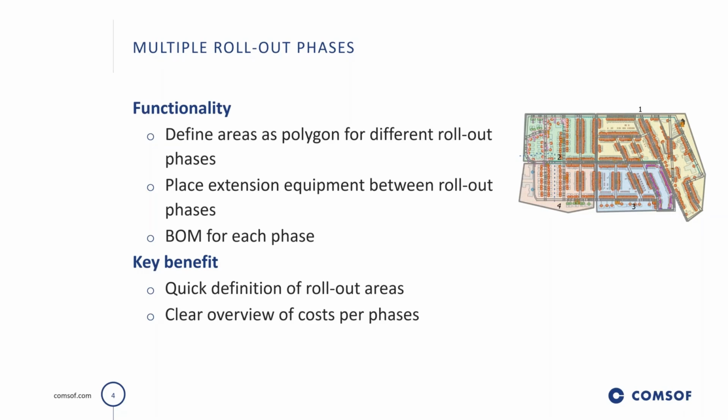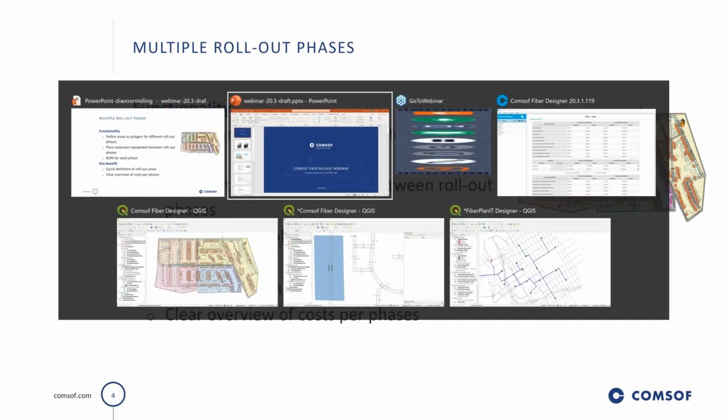The key benefits are that you can quickly define these different areas for different rollout phases just by creating a simple polygon. And there is a clear overview of cost breakdown per phase in a separate spreadsheet. I'll show you a demo of this.